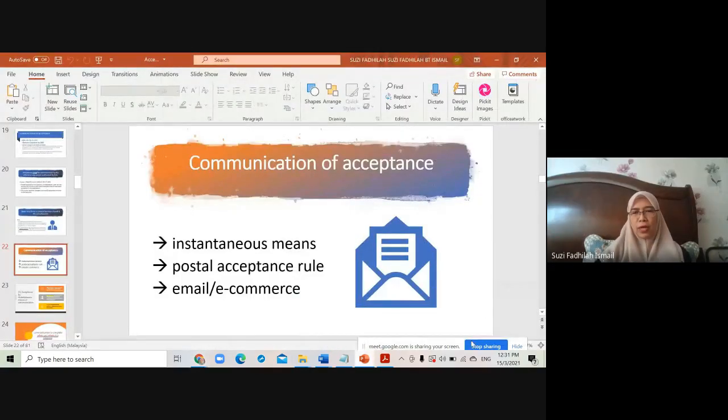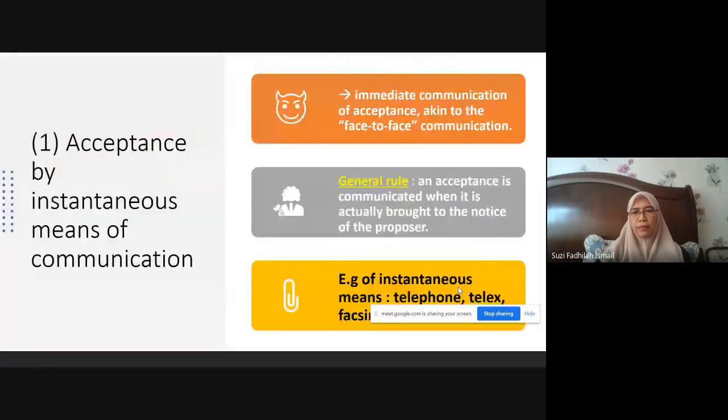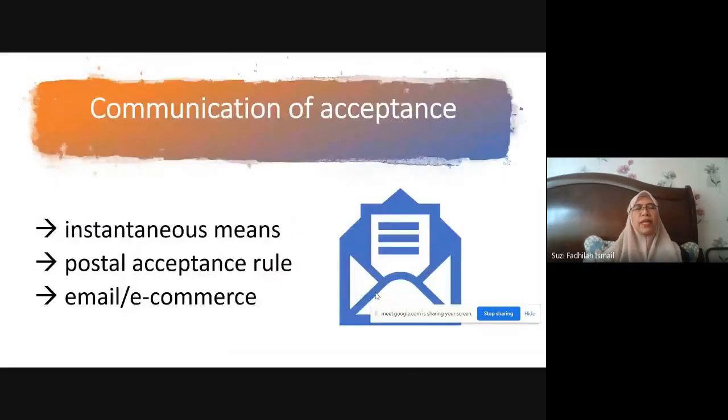Okay, we come to another subtopic: communication of acceptance. In what way can acceptance be communicated? We have three categories, three kinds or types here. The first one, which is very common, is the typical mode of acceptance, the typical way of communicating: instantaneous means.